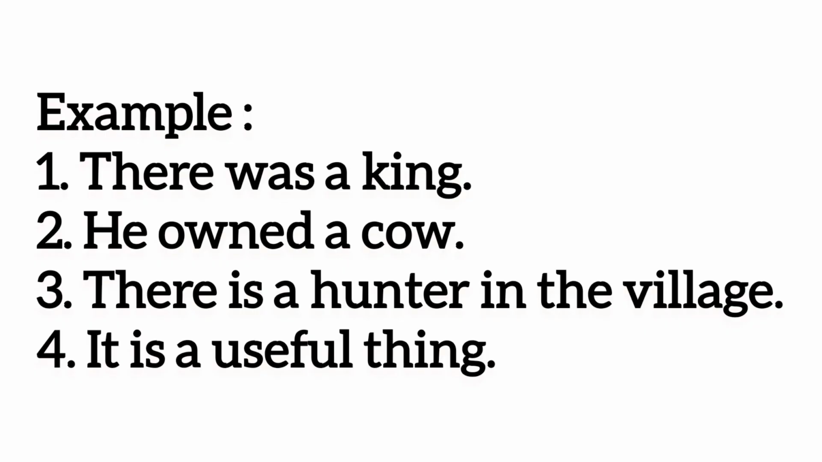Okay. So there was a king. Here, king, K is a consonant letter and sound, so we have to use a. He owned a cow. Here cow, consonant letter C. There is a hunter in the village. Hunter, consonant sound H. It is a useful thing. Useful, U, consonant sound. This is a vowel letter but a consonant sound, so we have to use a.